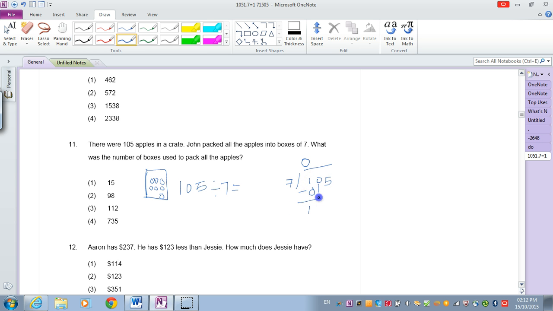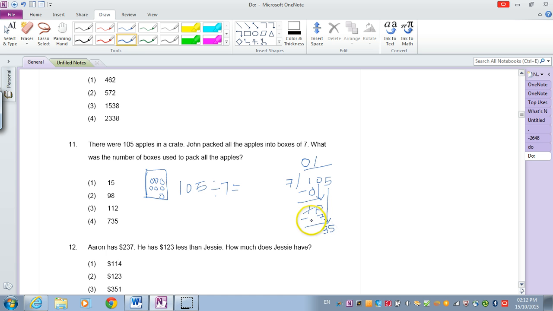Next, you bring down your digit 0, 1 digit at a time. So now 10, can 10 be divided by 7? Yes. So 1 times 7 give me 7, 2 times 7 give me 14. So 10, we could only have 1 times 7, 7. So we'll put 1 here, and 10 minus 7. So when 10 minus 7, we have 3. And we will bring down the digit 5.